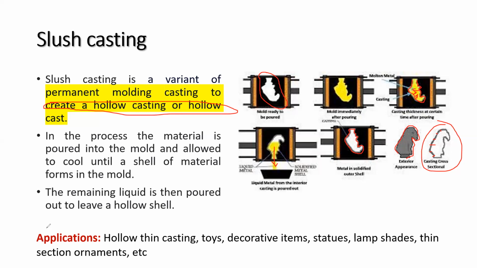So where is it used? The main applications are hollow thin castings, toys, decorative items, statues, lampshades, thin section ornaments, etc. These are the applications of the slush casting process.